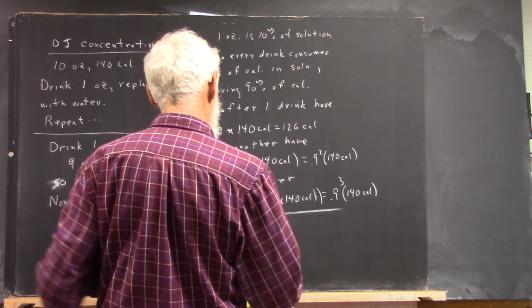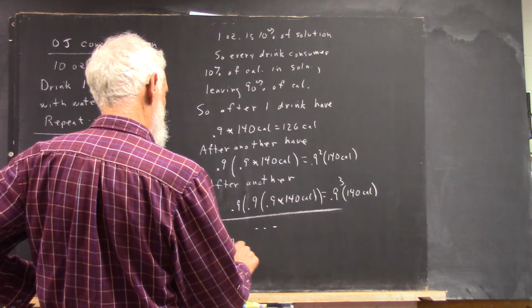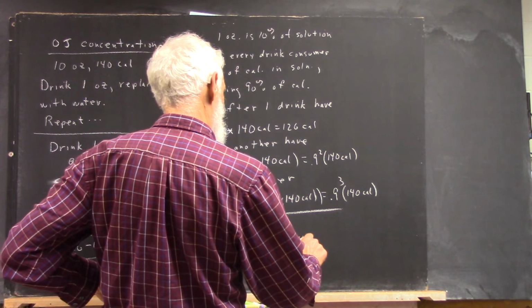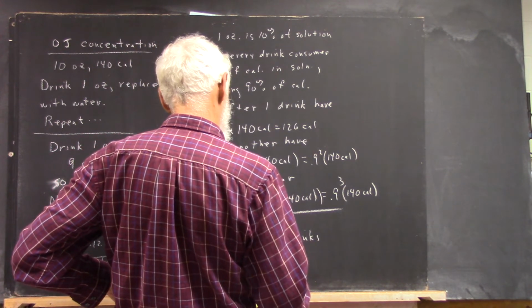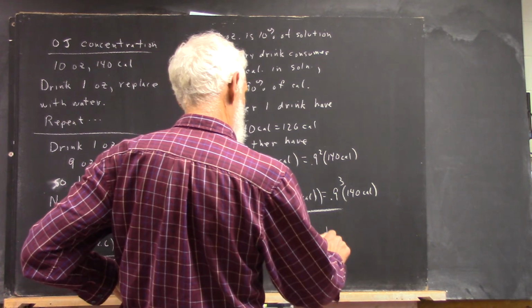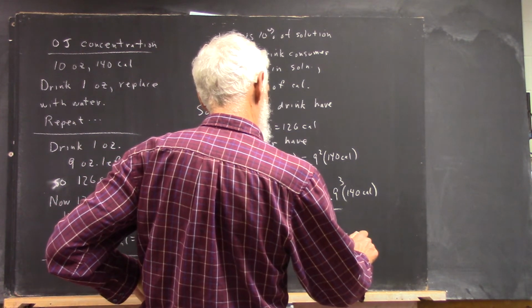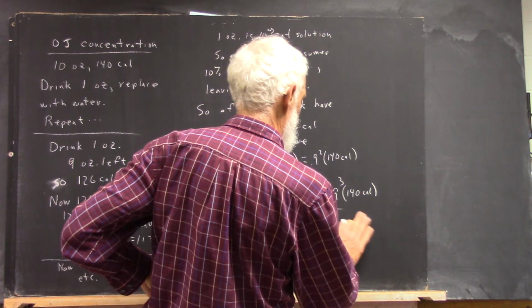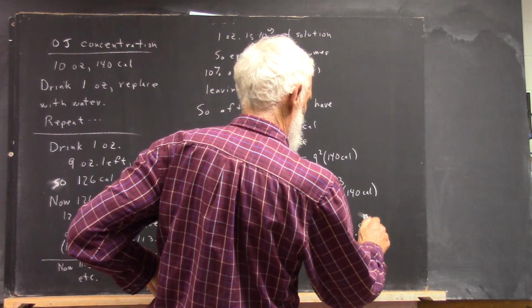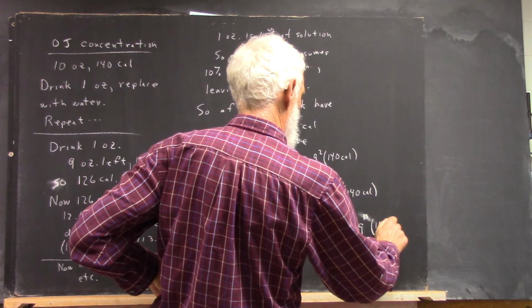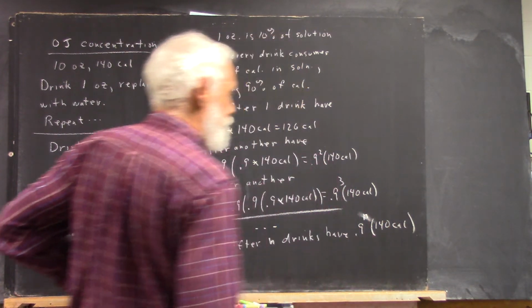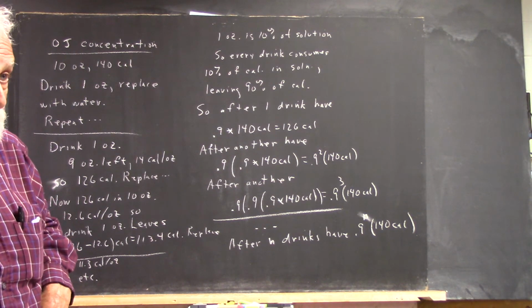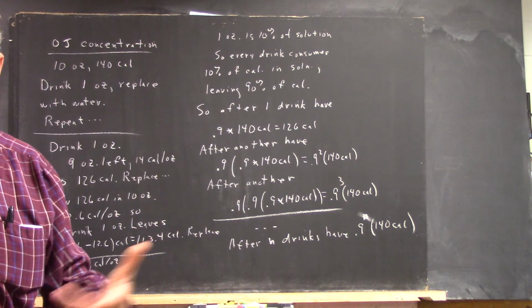And then I'll put a couple of dots so that I can say after n drinks, we have 0.9 to the n, or it doesn't want to let me write an n there. 0.9 to the n times 140 calories, right? So how many have we consumed?